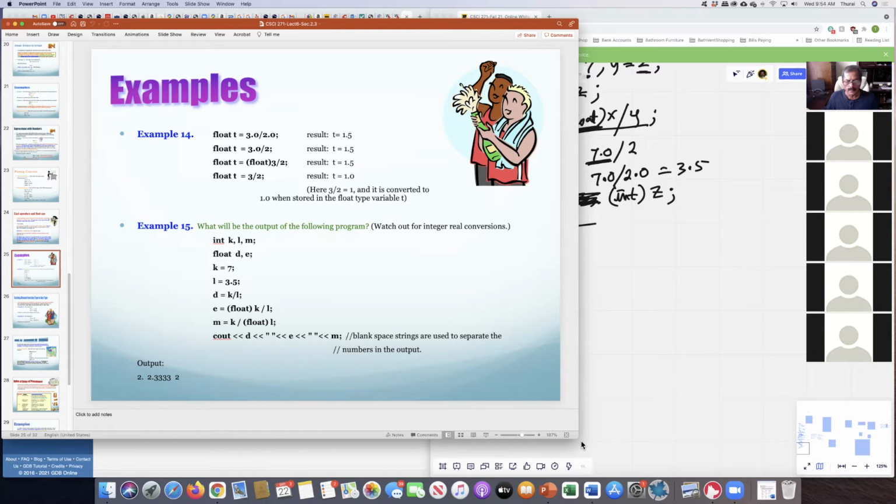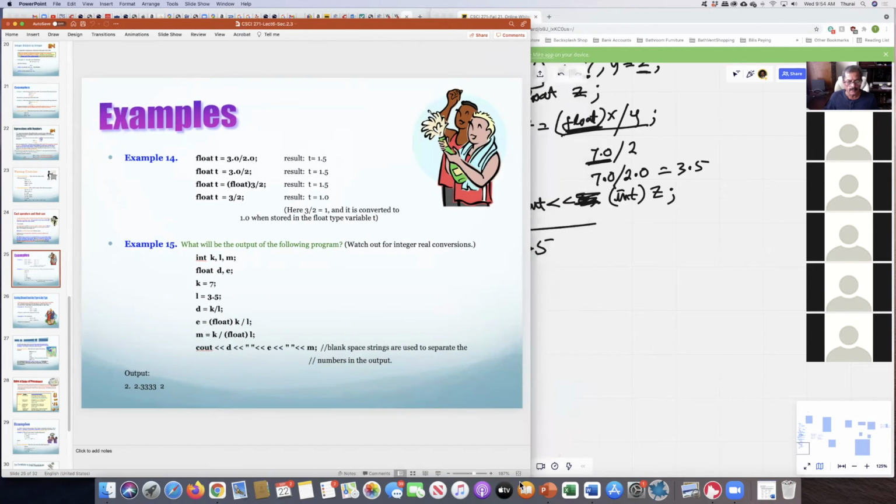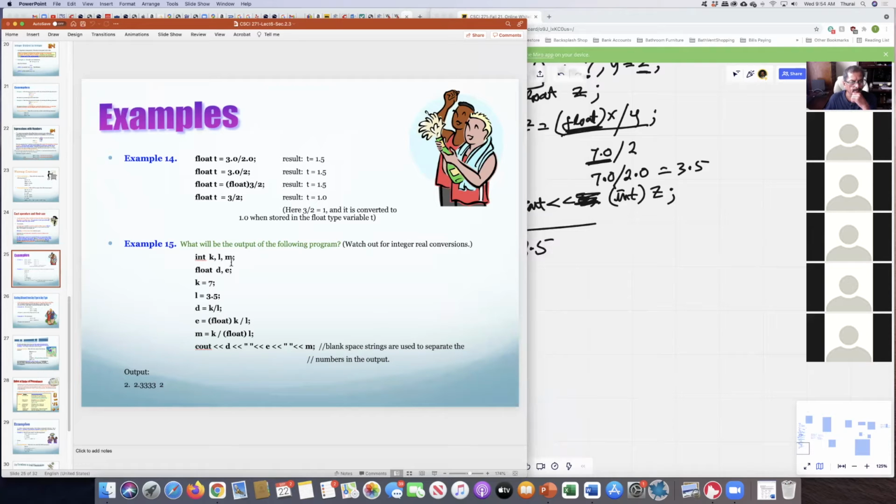All right, so let me explain what happens here. K, L, M are all integers, D and E are float, and K has a 7, L is 3.5, and D equal to K over L. So in this division, K is 7 and L is 3.5. One of them is integer, the other one is float. So it's going to convert both of them to float. So you'll be dividing 7.0 by 3.5, which will produce 2.333. So the D has 2.333.